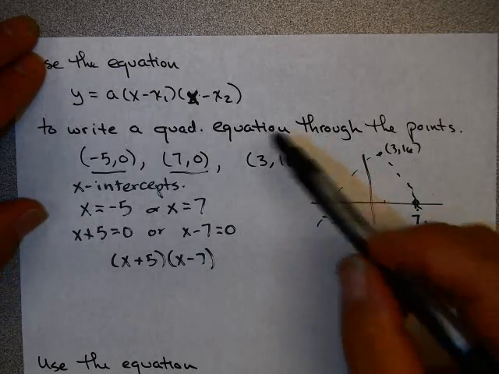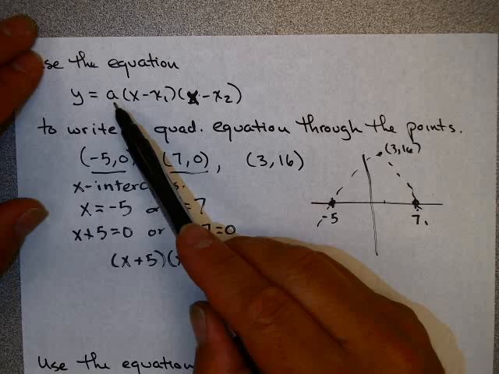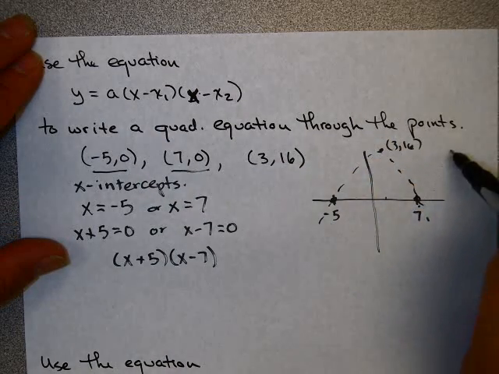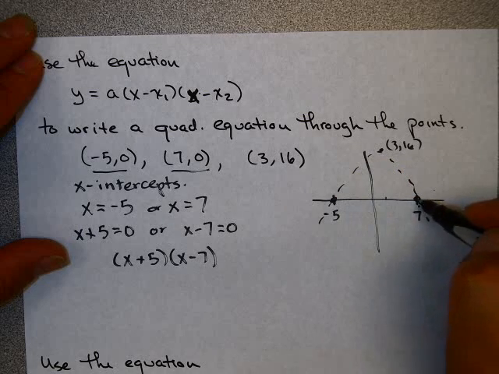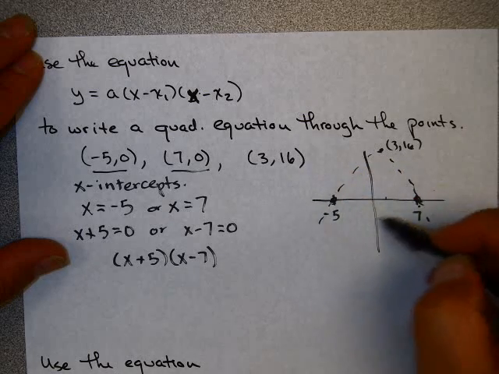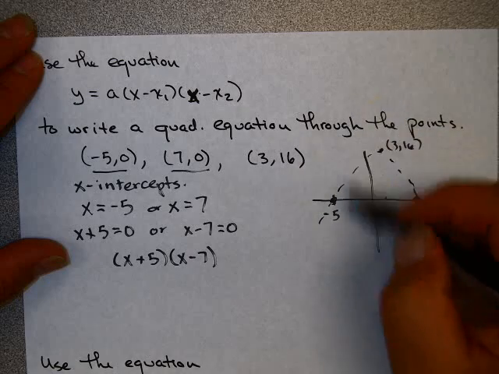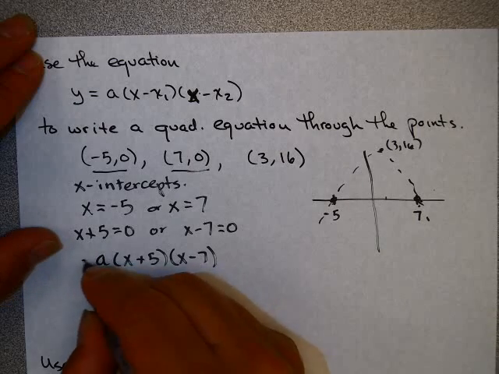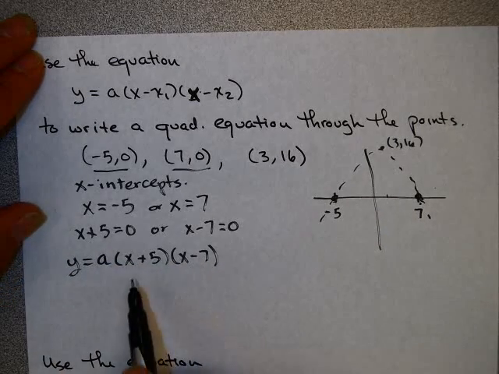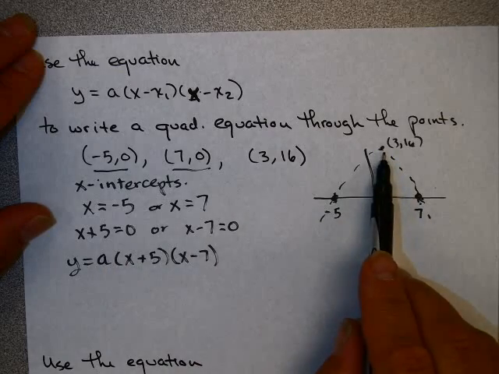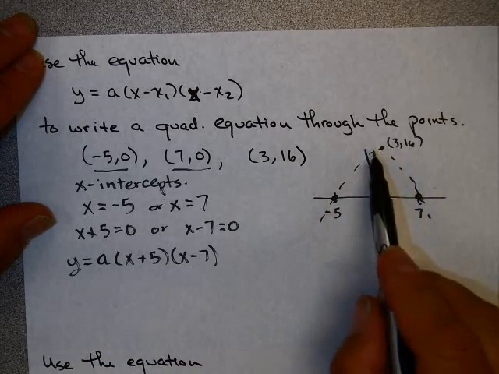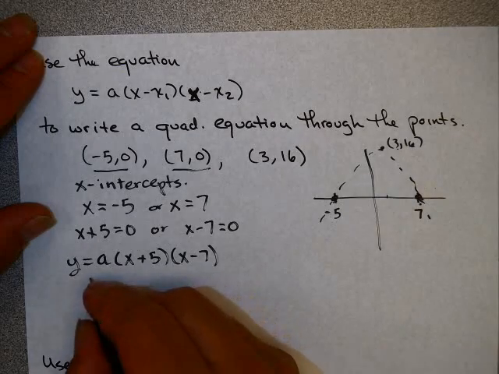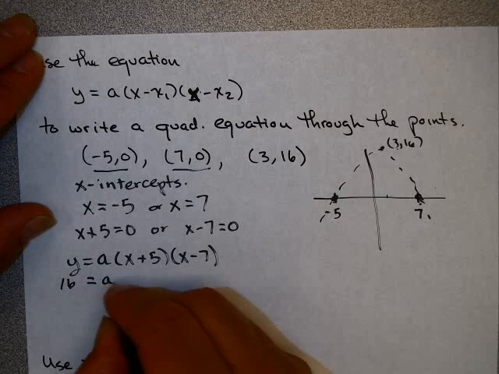Now, the only thing that could be different is this constant in front of it, this number, because there are many parabolas that have x-intercepts negative 5 and 7. There could be ones going up, going down, going up sharply, going up narrowly. The only difference is there could be a number out there. So what I want to do is use that other point I'm given to find this value of a. And the other point I'm given is 3, 16. So when x equals 3, y equals 16.